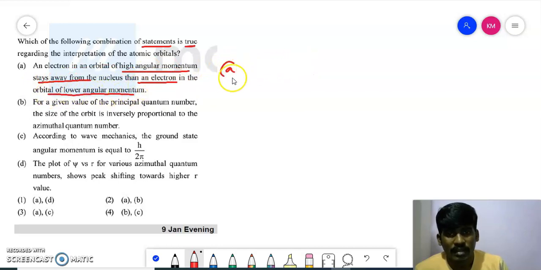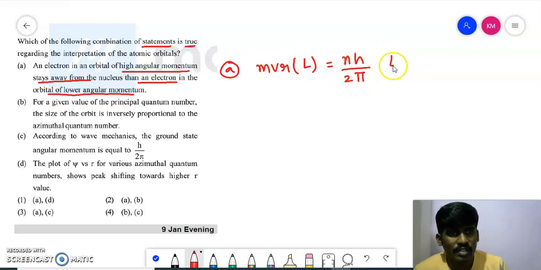Regarding statement A, as you know, angular momentum is nothing but mvr, which can be indicated with the symbol L. L is equal to nh by 2 pi. As per the relation, L is directly proportional to n. What does it mean? As n value increases, L value also increases. The one which has a higher value of n, obviously its angular momentum also will be higher.